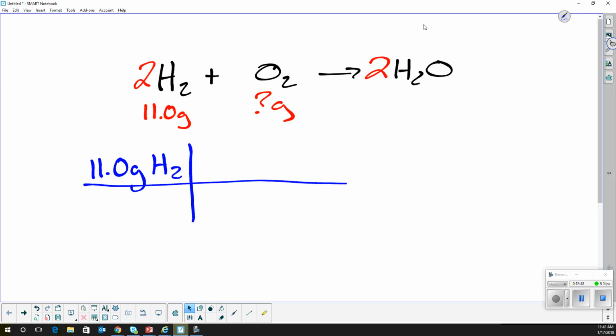Okay, how many grams of H2? So there's 2 times 1.008. That's just from the periodic table, grams of H2. What do I put on top? Always 1 mole. When I'm going from grams to moles, it's always 1 mole.